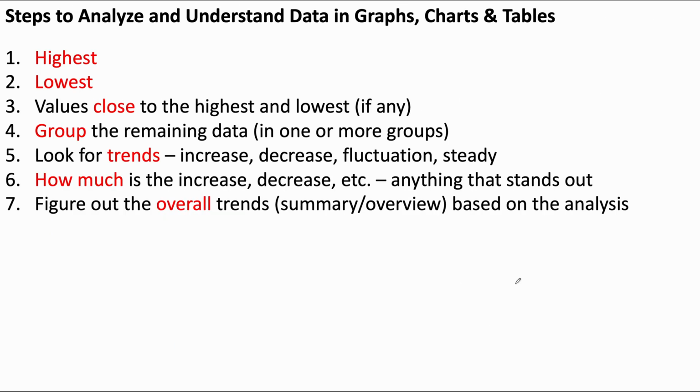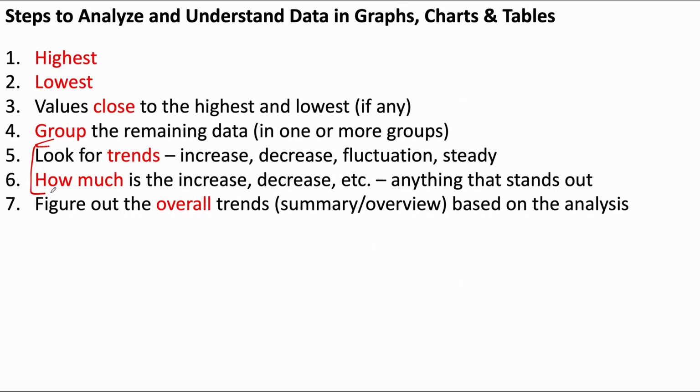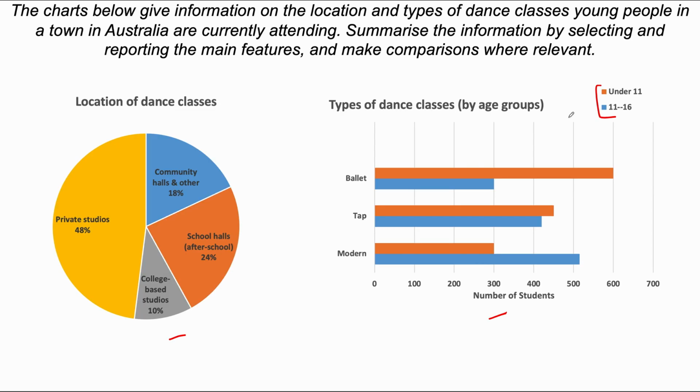Whenever I'm working on any graph, chart, or table, I follow a step-by-step method to analyze and plan what to write. In this question, however, I will not need some of these steps. I will not need to group the data because there is not too much data individually in the pie chart and the bar graph. The trends are also not required because we write about trends when we see how things have changed over a few years. Here we'll certainly be writing about the comparison between the two age groups.